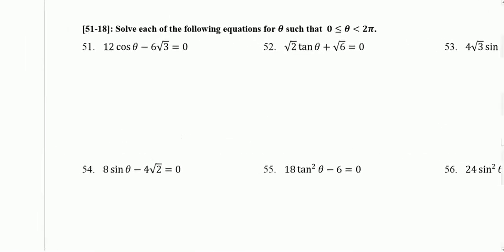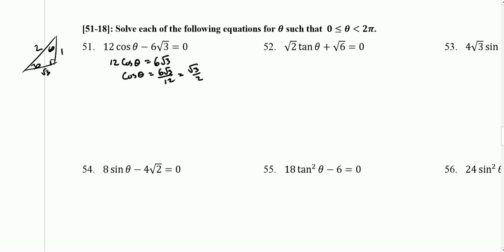Number 51. Solve for cosine. We get 12 cosine theta is 6 root 3. Cosine theta is 6 root 3 over 12, which reduces to root 3 over 2. In the 30, 60, 90 right triangle, we got side lengths 1, root 3, and 2. And the cosine is adjacent over hypotenuse, so we're looking at a reference angle of 30. So we're looking at 30 degrees in.